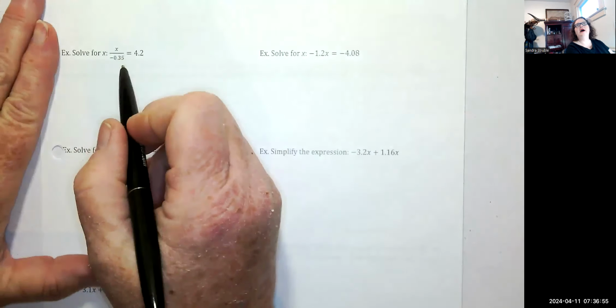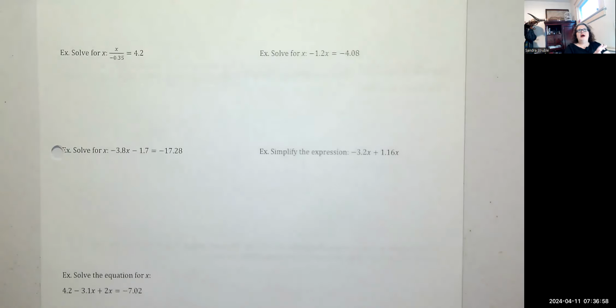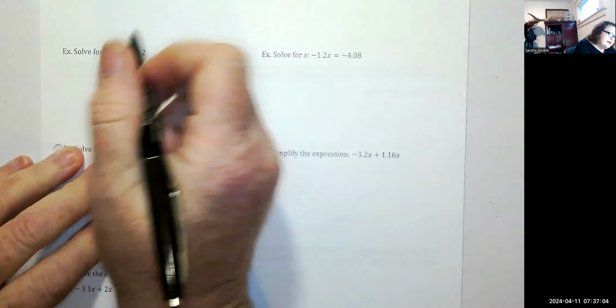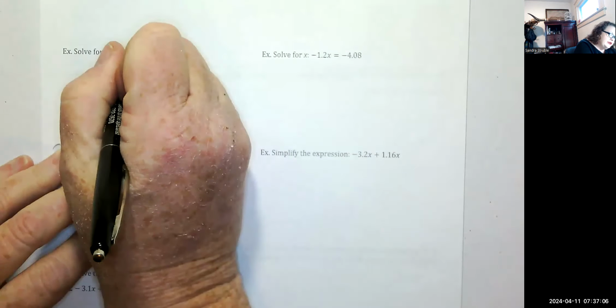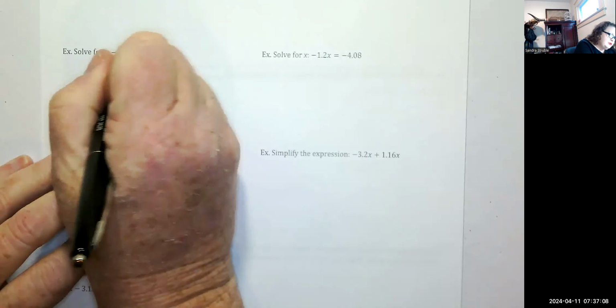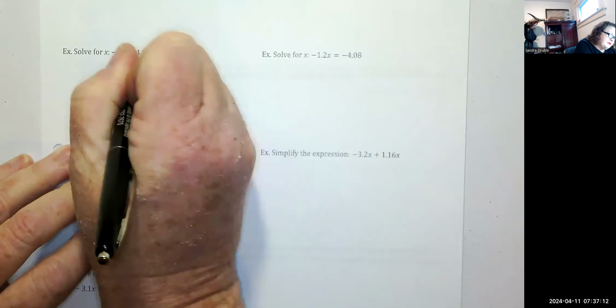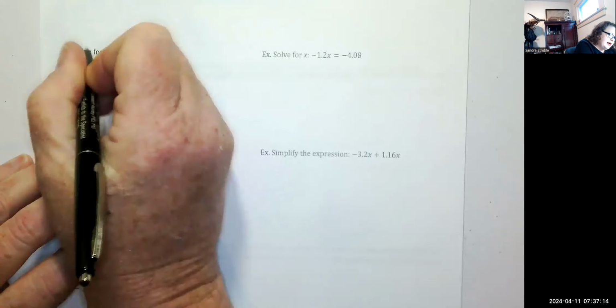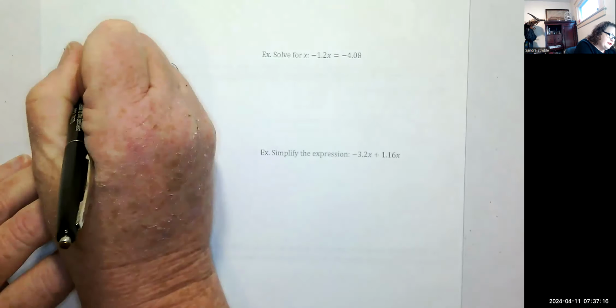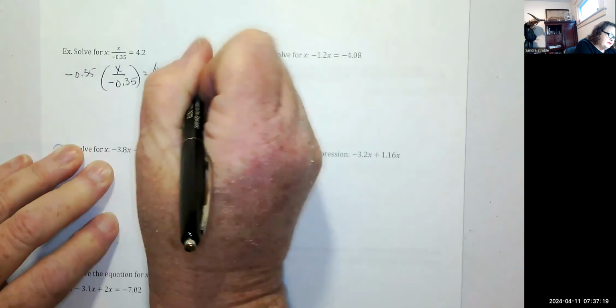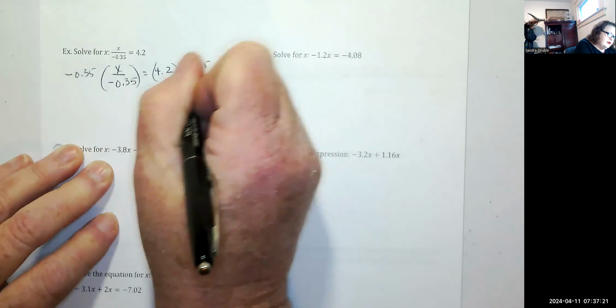All right, solving for x. Who's attached to x and how? Negative 0.35 is attached to x by division. The opposite or inverse of division is multiplication. So we're going to multiply both sides by negative 0.35. So I'm going to rewrite this real quick. Well, as quick as I'm going to be. And I'm going to multiply both sides by negative 0.35.